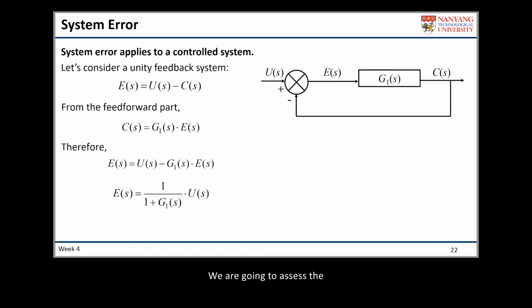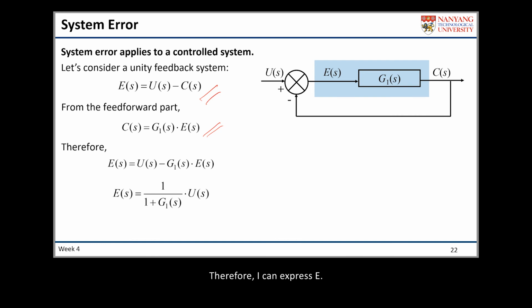Now let's consider we have a unity feedback system where the open loop transfer function, or the forward loop transfer function, is equal to G1. We are going to assess the accuracy of the system by looking at the steady state of the error, the steady state of the E value. We know that based on the summing point there, E is equal to U minus C, right? But at the same time, if you look at the forward part there, C is the output of G1 and E behaves as an input to G1. So from there, we can also conclude that C is equal to G1 times E.